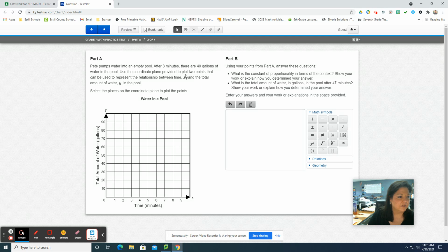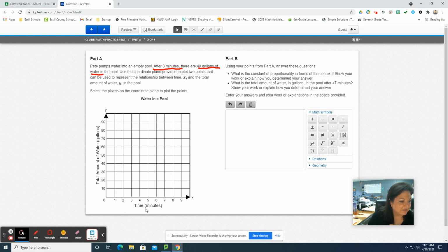Okay, so if I read this again, and I wish they had a highlighter. We don't have a highlighter. Oh wait, well I do on my video here. I might be able to do this. I have, after 8 minutes, there are 40 gallons of water.